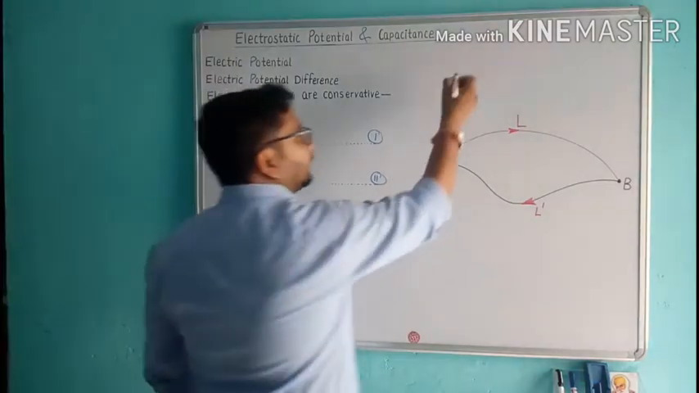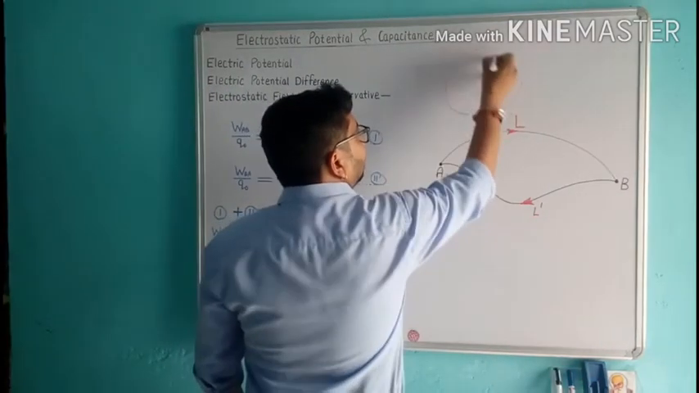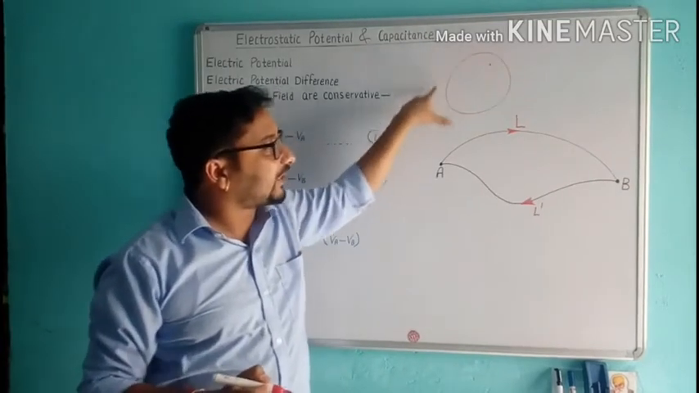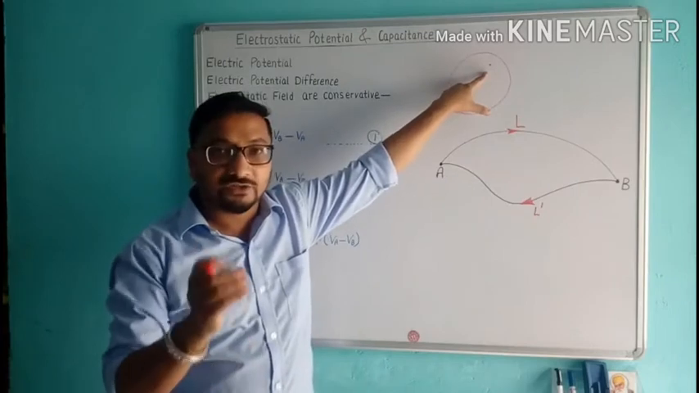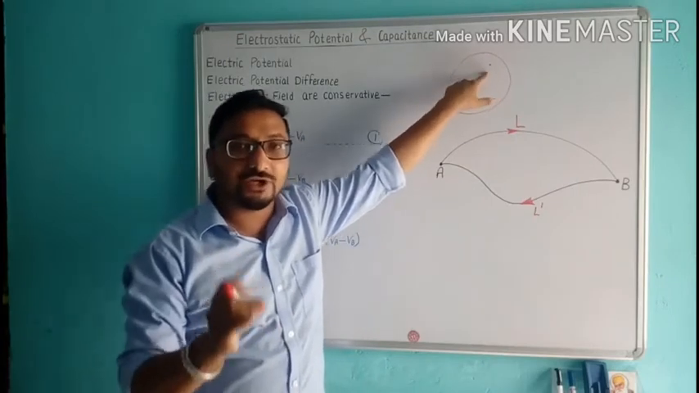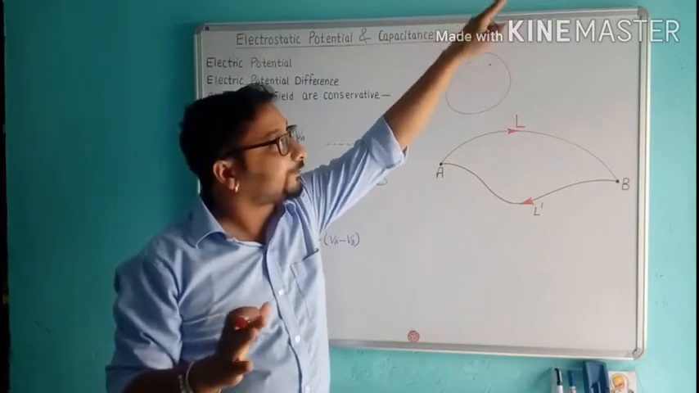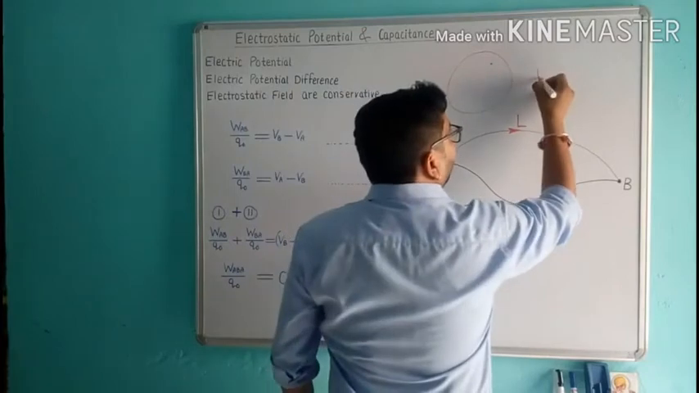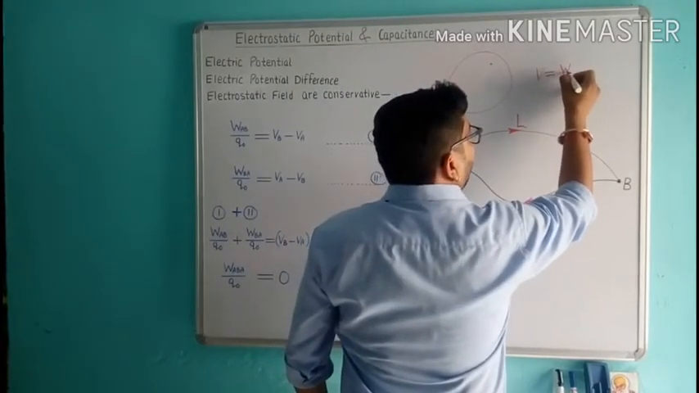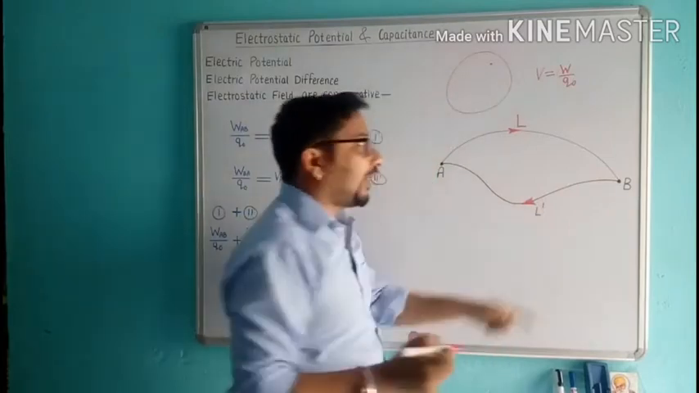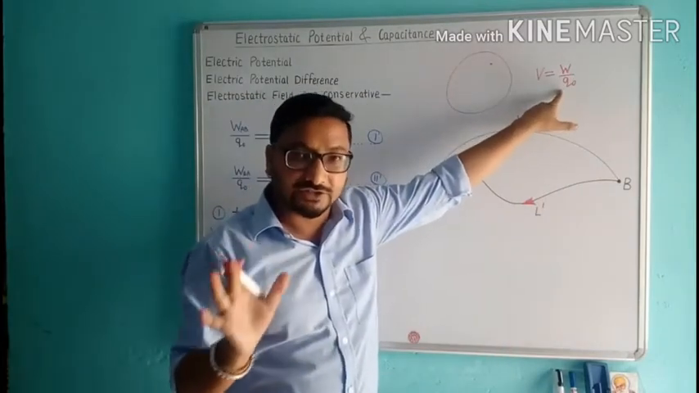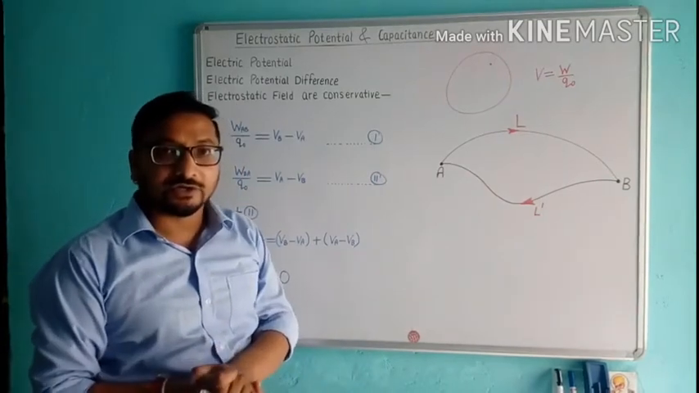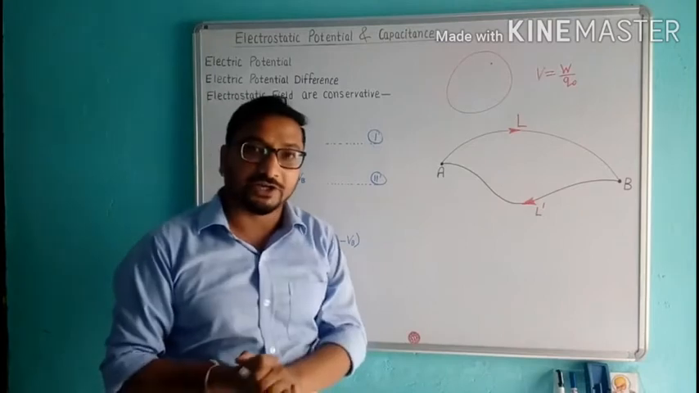Now electric potential at any point. Electric potential at any point in the electric field is defined as work done to bring any unit positive test charge from infinity to that point. V is equal to W upon Q naught, where Q naught is the unit positive test charge. Its unit is volt or joule per coulomb. It is a scalar quantity.